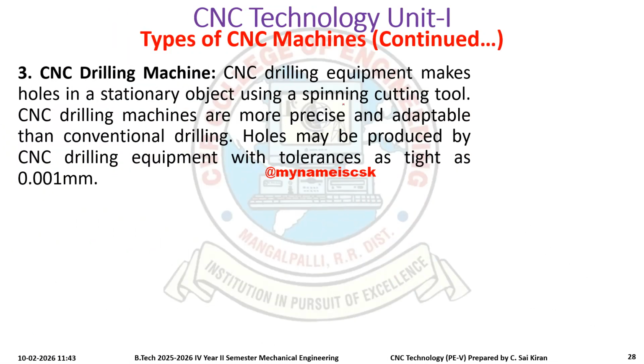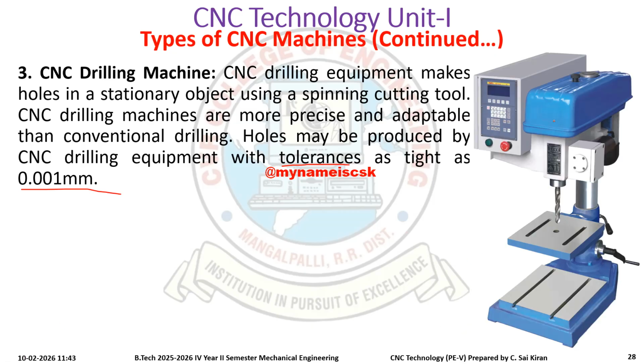And next, the CNC drilling machine. CNC drilling machine equipment is mainly used for making holes, and it gives good tolerances, as tight as 0.001 mm. And this is the CNC drill bit. This is the CNC machine screen. These are the keyboard. This is the start button: green is the start button, red is the stop button. When we have to move the workpiece from one place to another, it moves automatically, and we can make holes continuously.